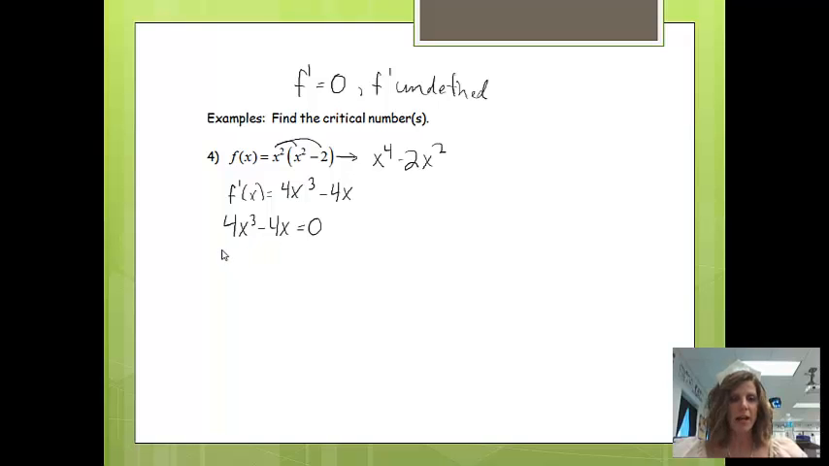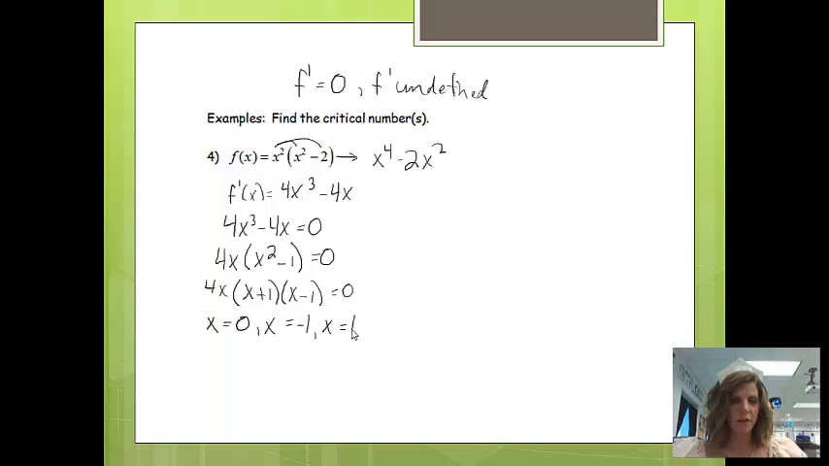And then I notice that I can factor out a 4 and an x. And when I do that, I'm going to get x squared minus 1 equals 0. And then I notice that I can continue factoring because that's the difference of squares, so I get x plus 1 times x minus 1. And from here, I know that my critical numbers would be x equals 0, x equals negative 1, and x equals 1. So those are all of my critical numbers.